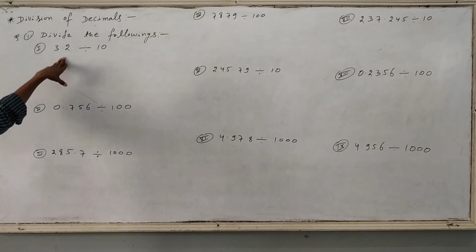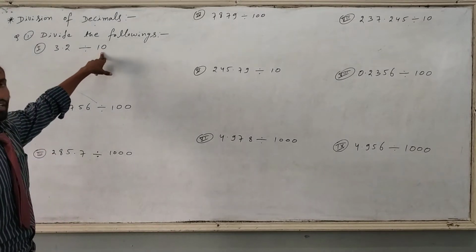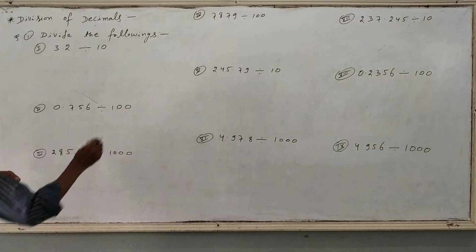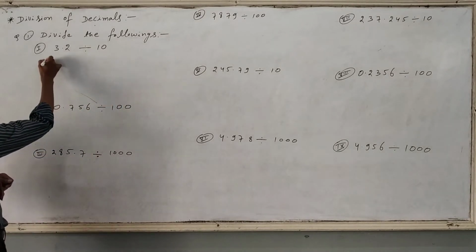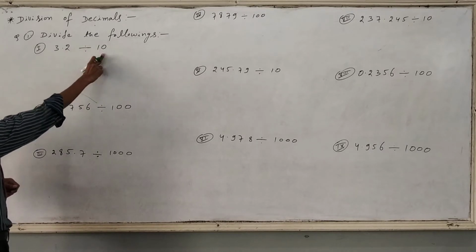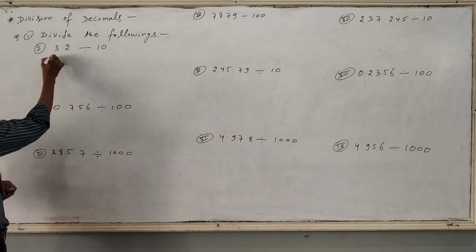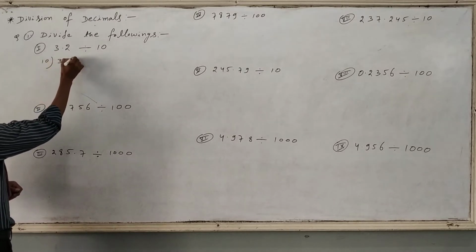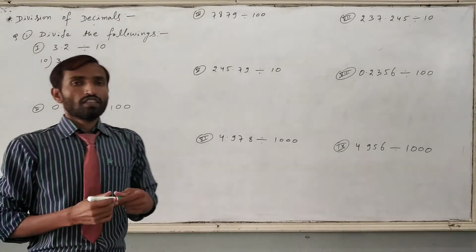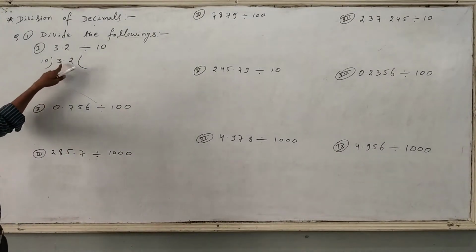So just see this first example, 3.2 divided by 10. How will we divide? First we have to set it up like this. This one is the divisor and this one is the dividend. So we have to divide 3.2 by 10. Okay, so how will we divide? For that we have to take 3.